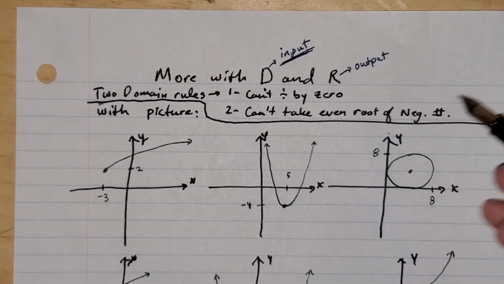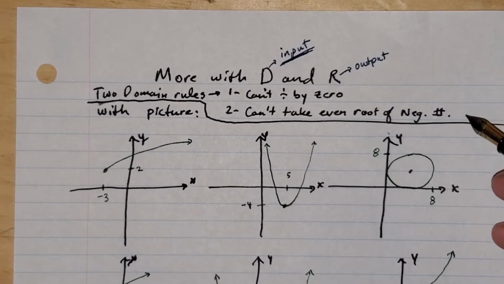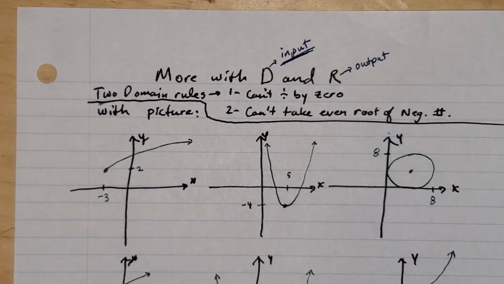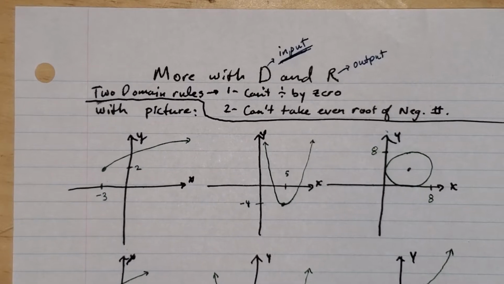And the other one is you can't take an even root of a negative number. And there's a few exceptions to that, like in electrical engineering, you get some imaginary values. But for the most part, we follow these two rules always, okay? So what is domain and what is range given a picture? Okay, so what is our input, what is our output?